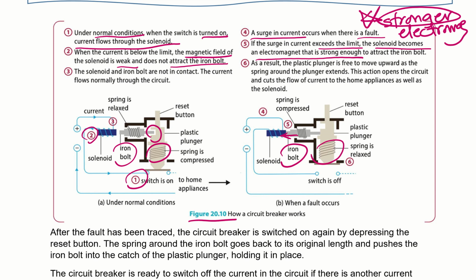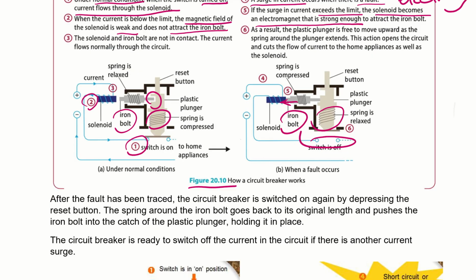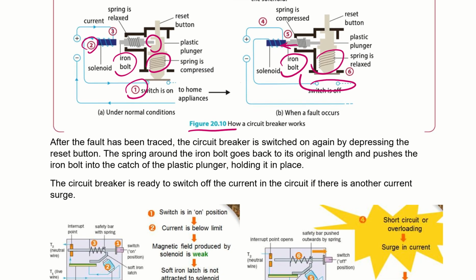All the other circuit breakers will work on this same concept. The current is below the limit, but when there's an electrical fault, the current becomes stronger, and the solenoid becomes a stronger electromagnet. Then something will happen to cause the device to trip. In this case, it's a plastic plunger. So what happens when the plunger moves up? The switch will be turned off, and this results in an open circuit and current no longer flows.